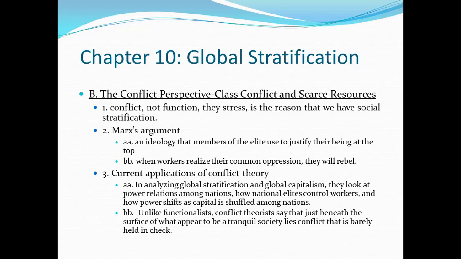Unlike the functionalists, conflict theorists say that just beneath the surface of what appears to be a tranquil society lies conflict, which is barely held in check.